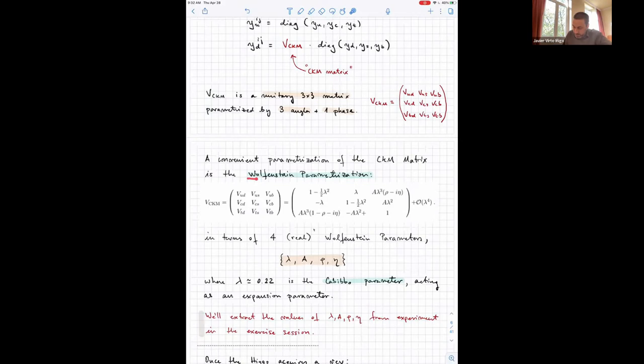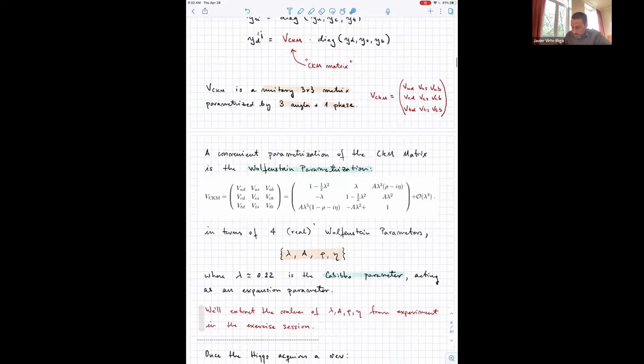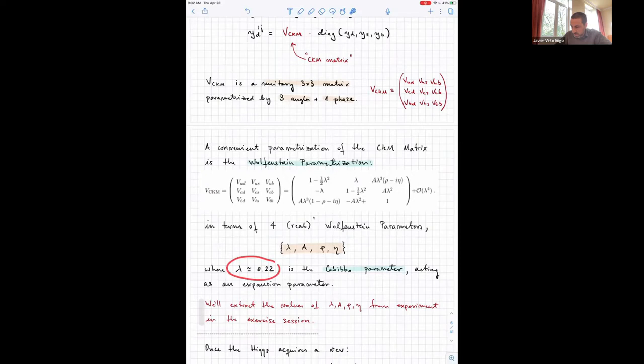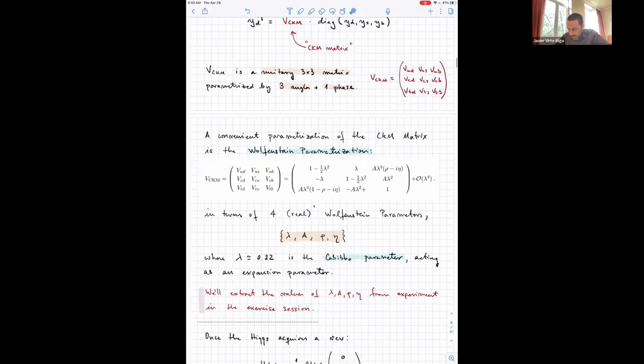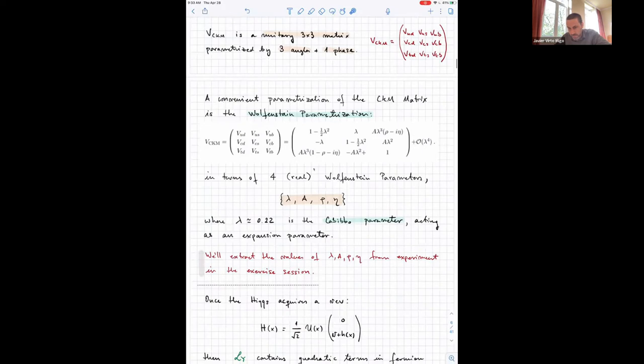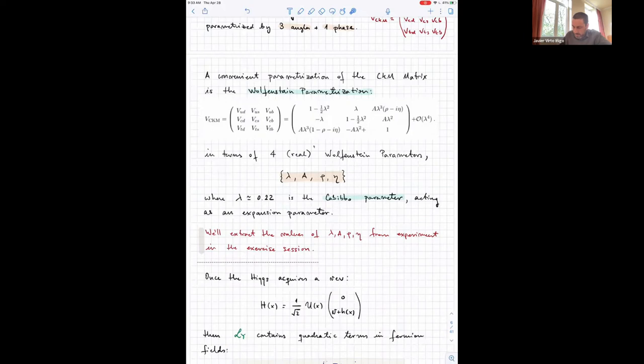Which is obtained by doing an expansion in what is called the Cabibbo parameter, lambda, which is essentially V_us, okay? One obtains an experimental fact that V_us is small, about 1/5 or 1/4, and then one can expand. And this is the form of the Wolfenstein parametrization, which is represented in terms of four so-called Wolfenstein parameters: lambda, A, rho, and eta. Okay, we will use this Wolfenstein parametrization in the exercise session. And in fact, we will extract these four parameters from experiment in the tutorial.